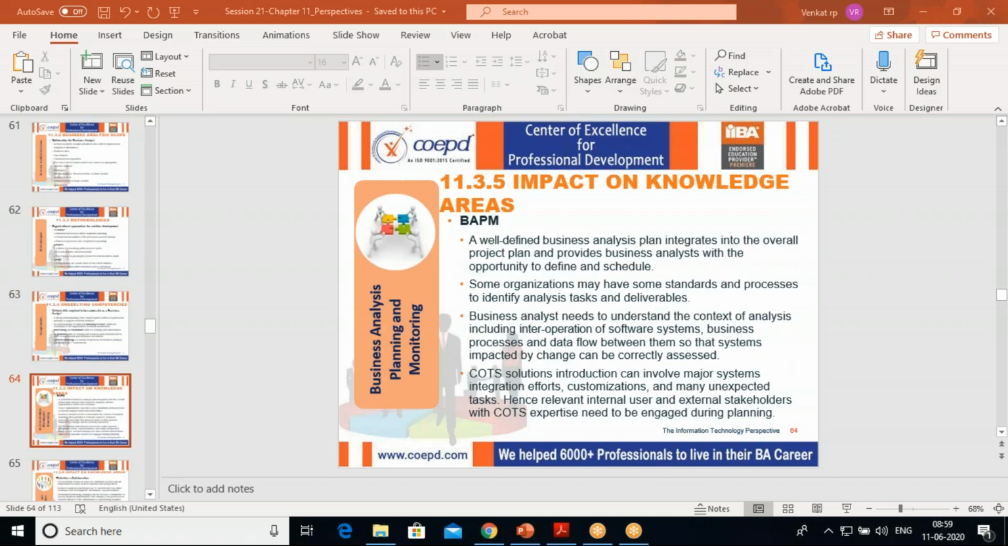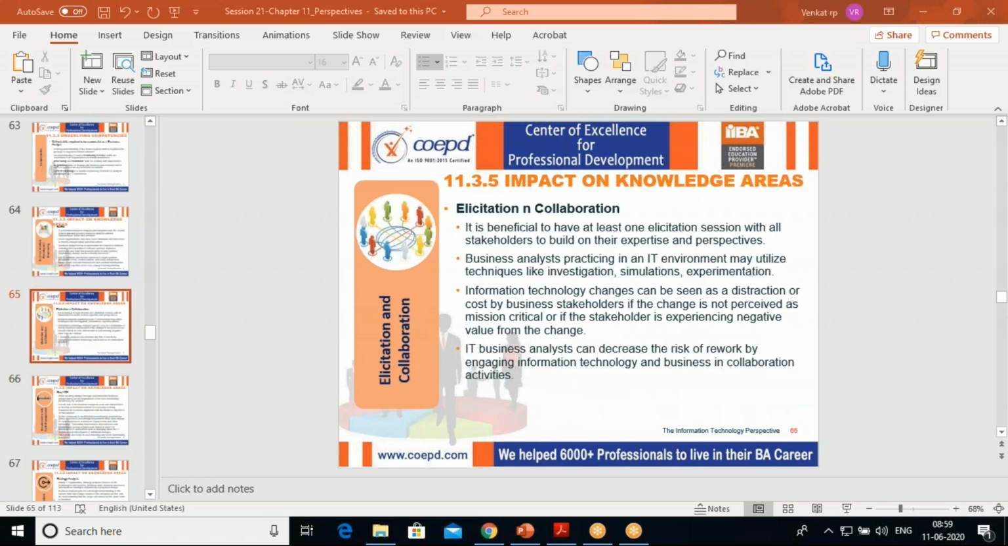Okay, and here if you see the knowledge area, BAPM, business analysis planning and monitoring, what we actually do is plan how we are going to do our business analysis framework. That we will be deciding here. Then we have to identify our stakeholders and how we are going to collaborate with them, that RASCI matrix we will be understanding here, and the risk analysis as well we will do here.